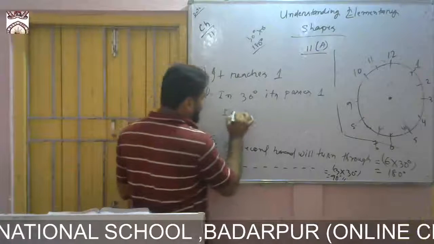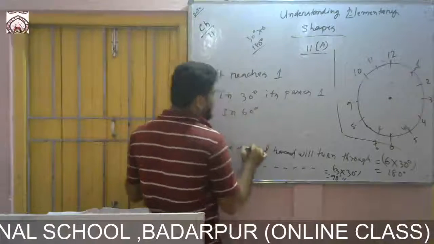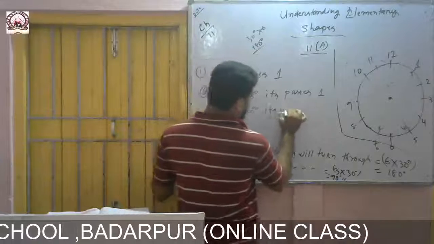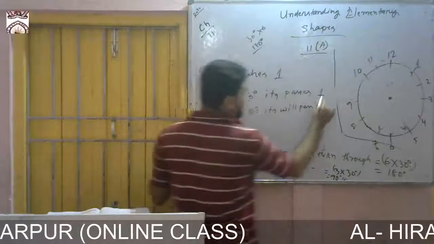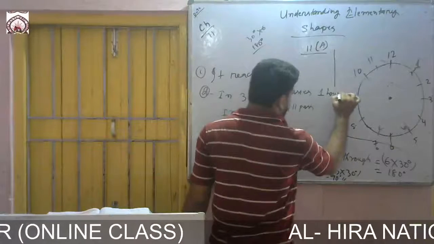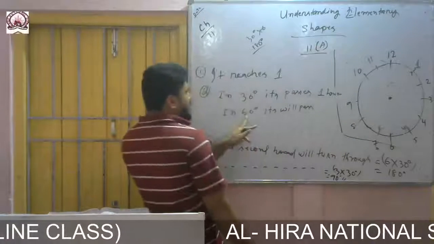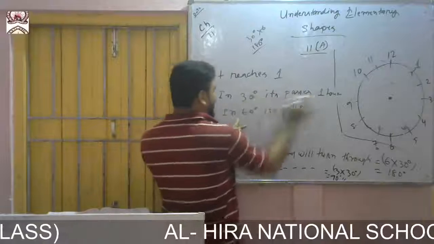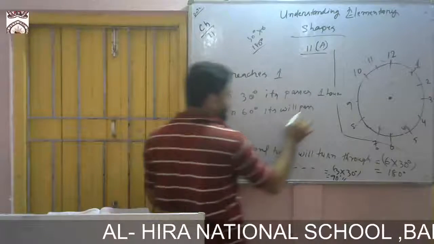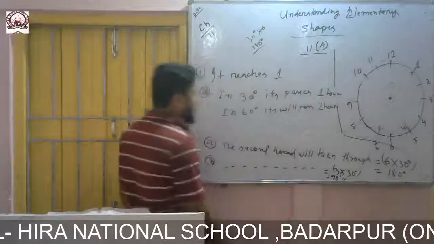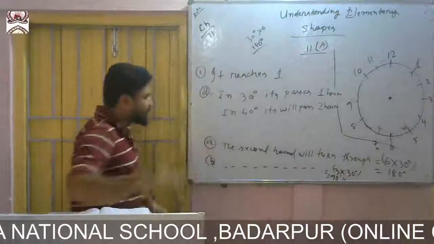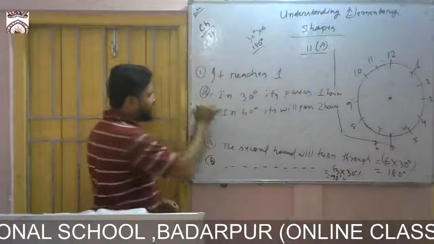Because 30 is 1 hour, then another 30 will be 60, so it will reach 2 hours. Okay, so this one is question number D, Roman 1.